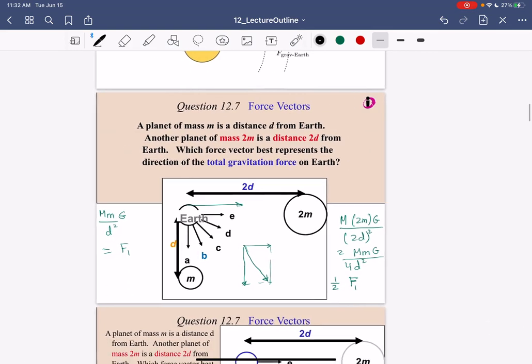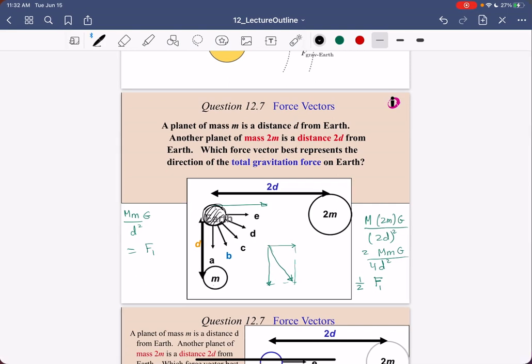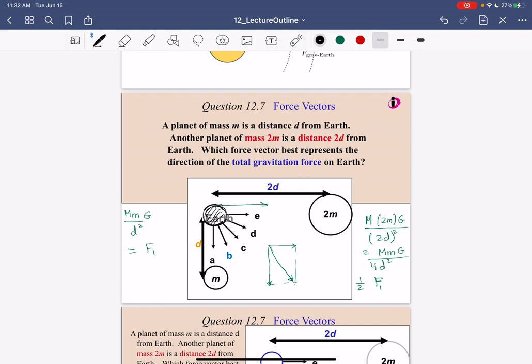Now, here we have a planet that has a mass m, at a distance d from the Earth. This is the Earth here, and this is m. And another planet that has 2m, sitting at a distance 2d. Which force vector best represents the direction of the total gravitational force?